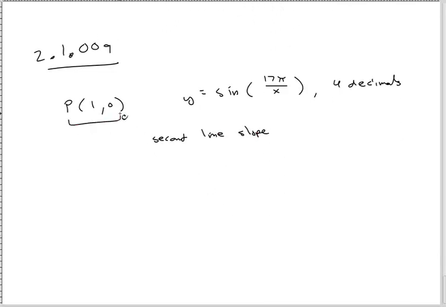This is my point 1, so you'll say x1, y1, and then for part A, they say x is equal to 2. What they're wanting here is x2 and y2, so you would plug that in: sine of 17 pi over 2.